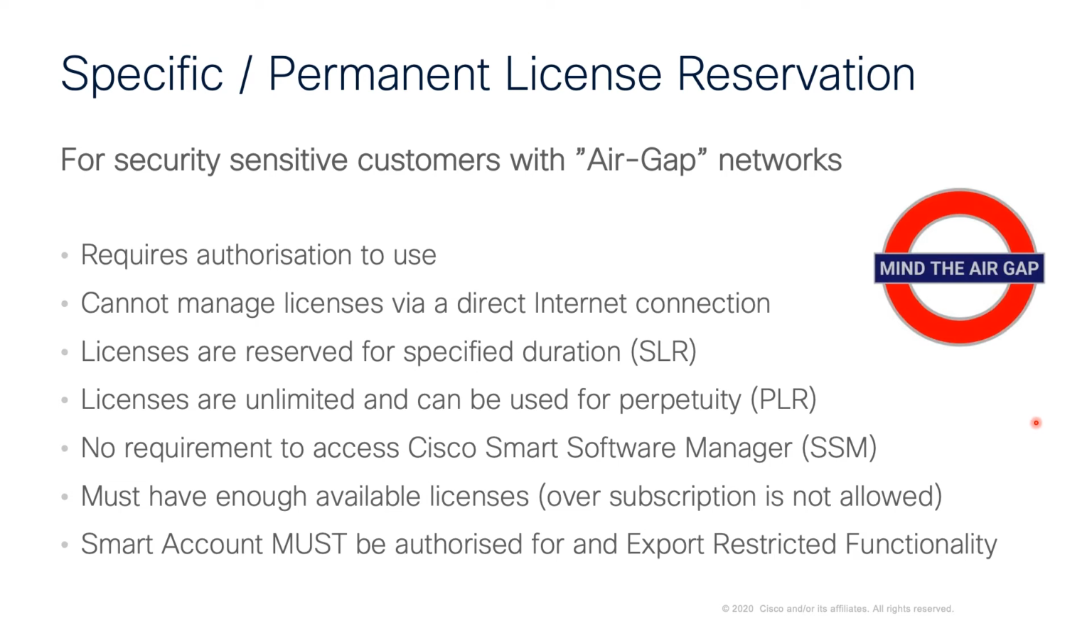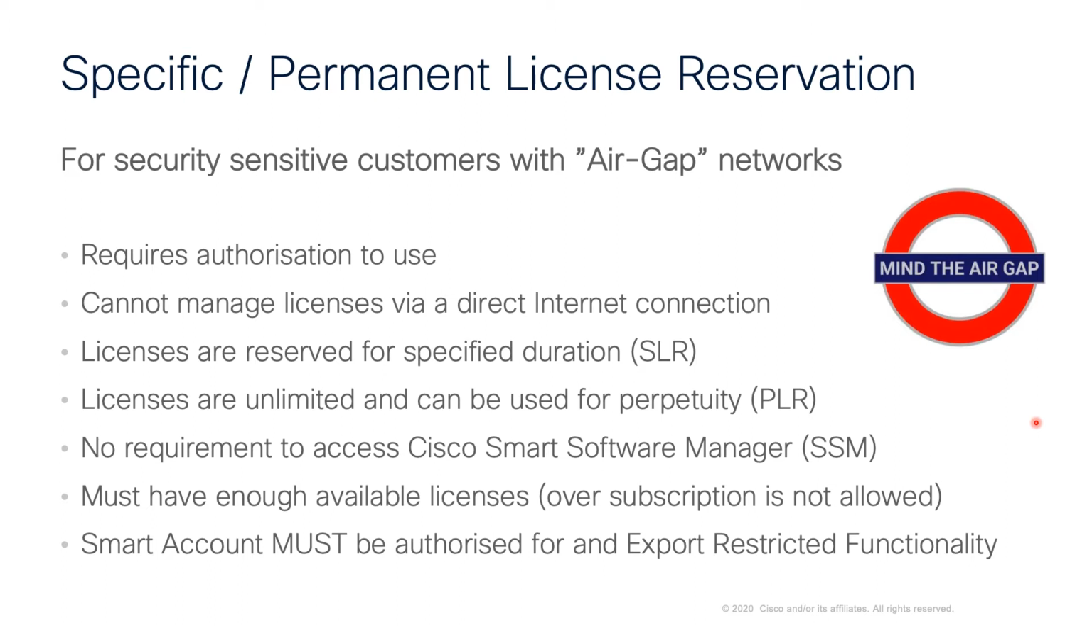Now, when it comes to specific or permanent license reservations, these are, as I've said before, for security-sensitive customers that either don't want to have direct connection to the Cisco cloud service, or that have to have an air gap within their network environment. Specific or permanent license reservation has a few caveats. So first off, it does require authorization to use, and you can get that authorization from your Cisco representative. You would use this when you can't manage licenses via direct internet connections.